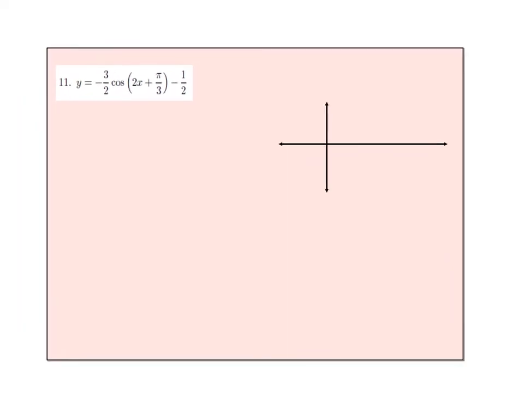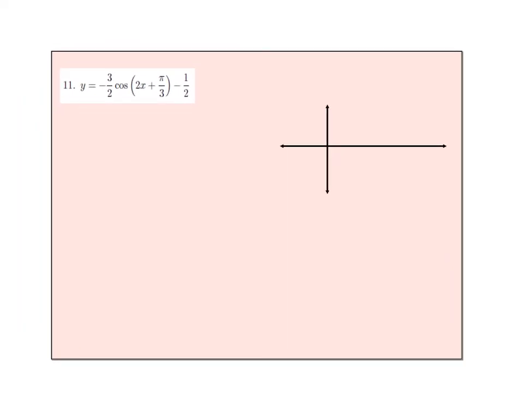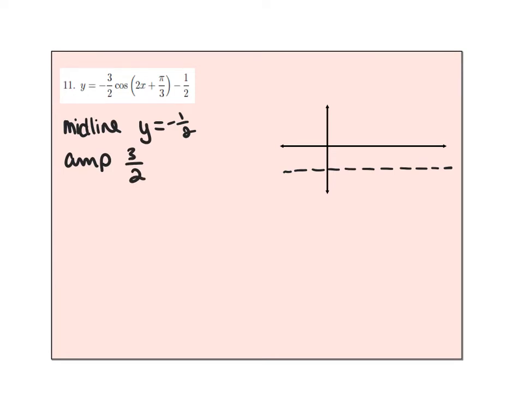All right, kind of generally the same thing. Let's see, let's start at the midline. Our midline is at y equals negative half. It went down a half. So maybe I'll say that that's equal to 1/2. Okay, my amplitude is always a positive number. My amplitude is 3/2 or 1.5. So I'm going to go 1.5 above and below this axis.